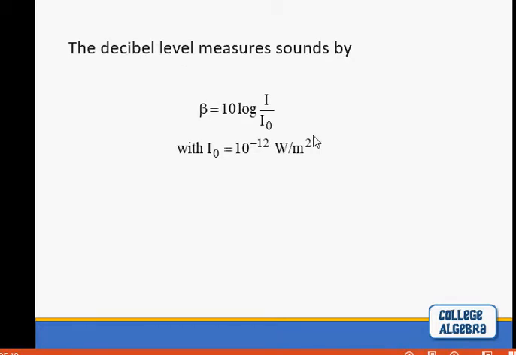Decibel level is actually very similar to the Richter scale. You have a log with a ratio inside. The decibel level that you use to measure the intensity of a sound, how loud a sound is, is equal to 10 times the common log of I, the intensity of that sound, divided by I sub 0, which is, they say, the threshold of human hearing, kind of the standard level for a sound.